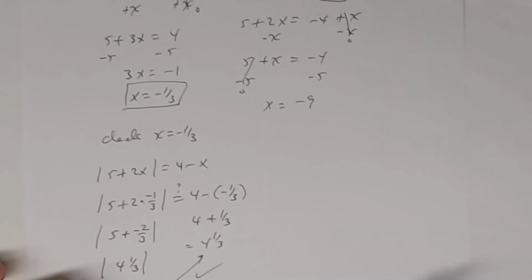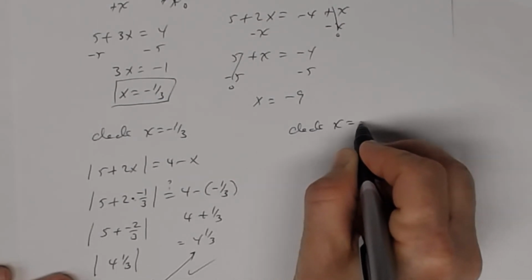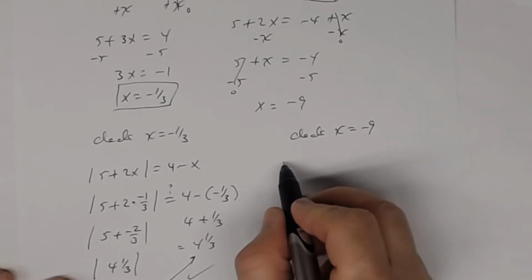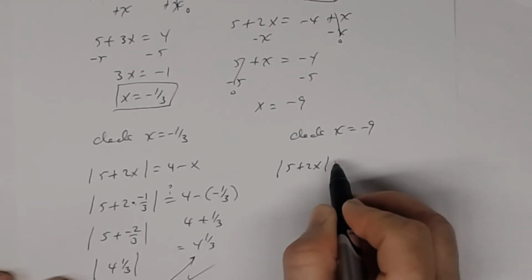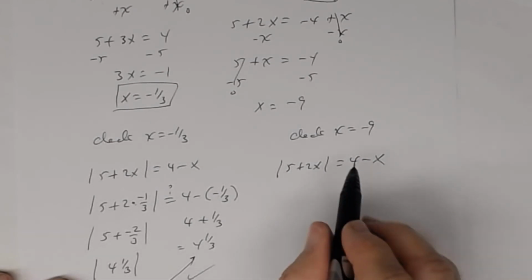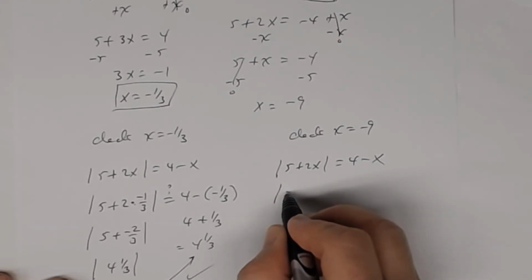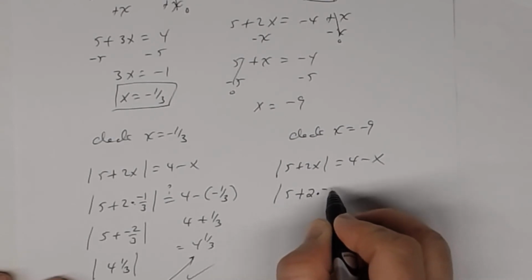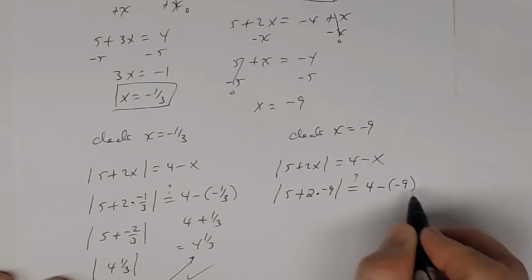Let's check negative 9. So we're going to check x equal negative 9. And so the original equation is the absolute value of 5 plus 2x equal 4 minus x. So in place of x, I'm going to substitute negative 9. So I have the absolute value of 5 plus 2 times negative 9. And I want to see if that's going to equal 4 minus a negative 9.